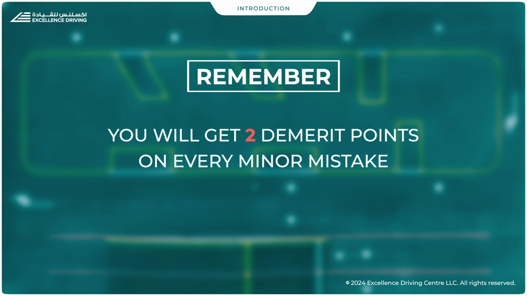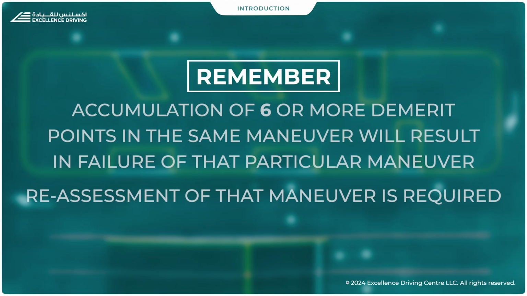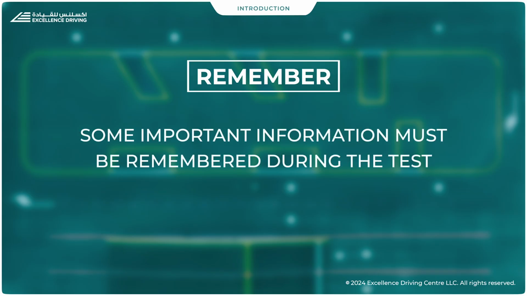Remember, you will get 2 demerit points on every minor mistake. Accumulation of 6 or more demerit points in the same maneuver will result in failure of that particular maneuver. Reassessment of that maneuver is required. Some important information must be remembered during the test.